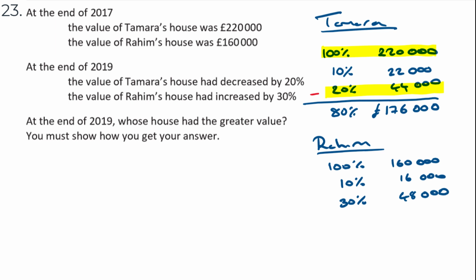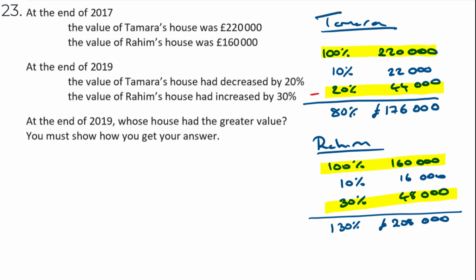So then 100% plus 30%, what's that then? That's going to give me 130% here, and 160,000 plus 48,000. 160 plus 40 is 200. Sorry, plus another 8 is 208. 208,000. Okay.